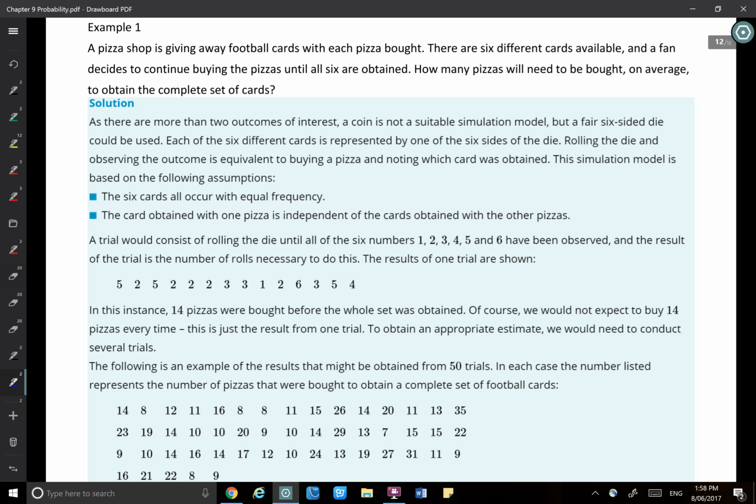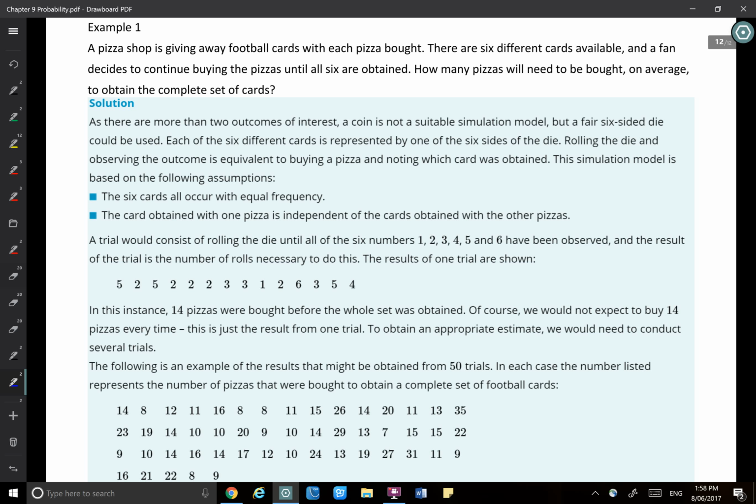Does that make sense? 6 numbers. I need to keep rolling the dice until I get all of the 6 numbers. And I count how many times I have thrown the dice, and that's the number of pizzas I need to buy. And I will repeat this experiment 50 times.